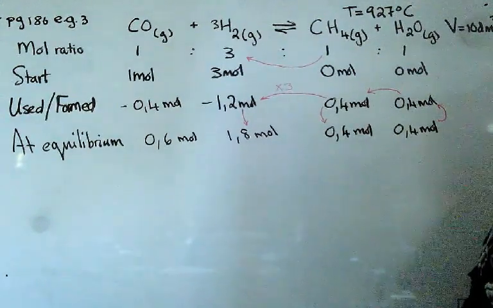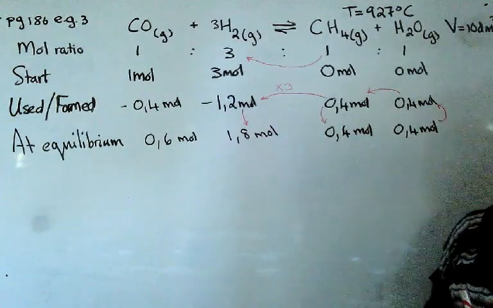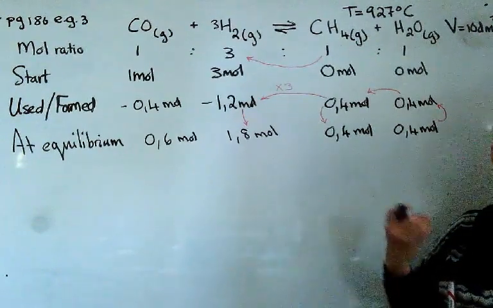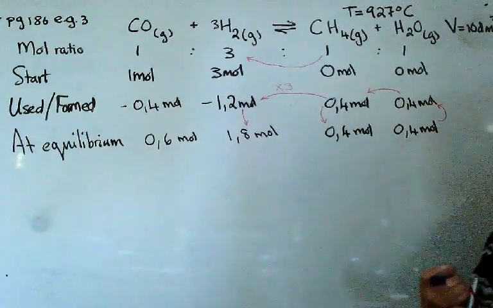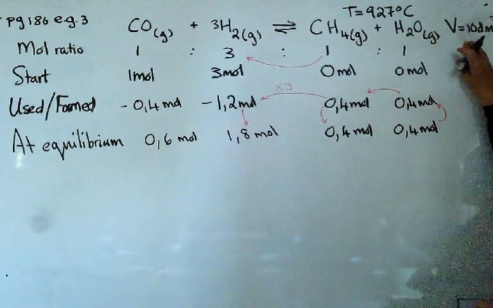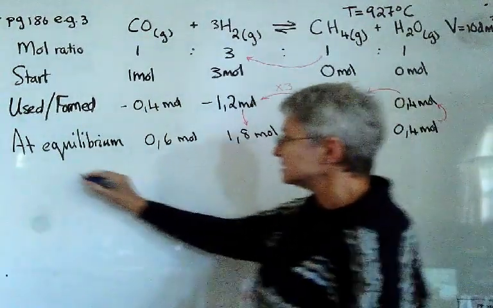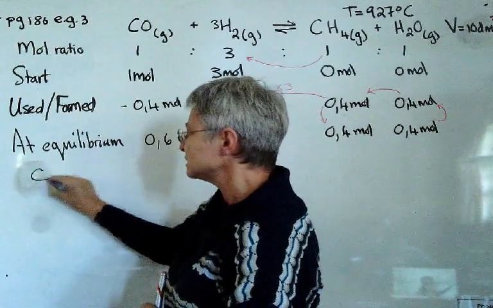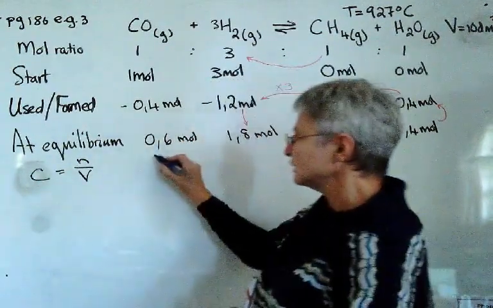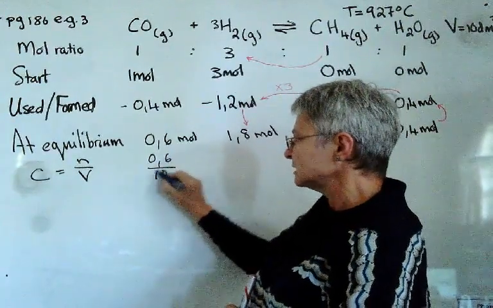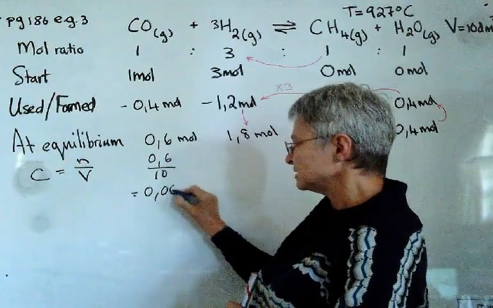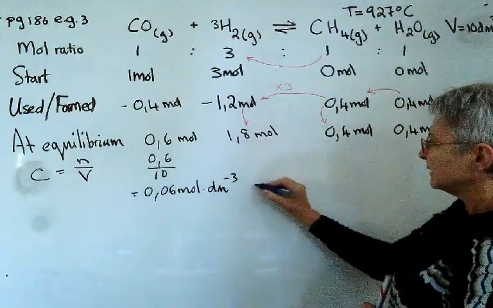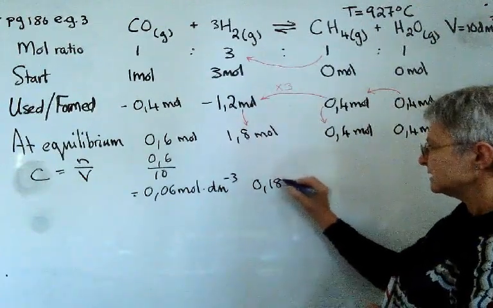Now to get Kc, I need equilibrium concentrations for Kc. And that is where we're going to use the 10 cubic decimeters to calculate the concentrations. So my equation for concentration is mole divided by volume. So here we have 0.6 divided by 10, which is 0.06 mole per cubic decimeter. And this one divided by 10 is 0.18 mole per cubic decimeter.